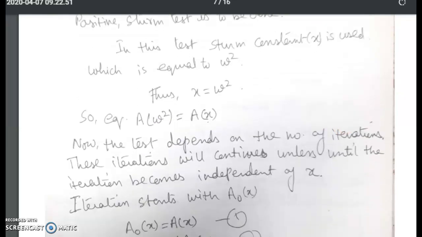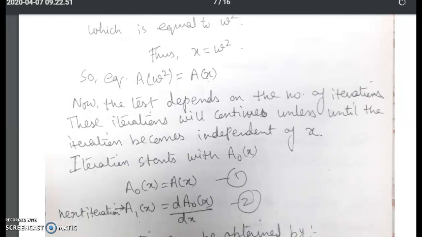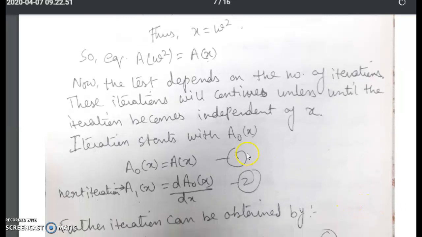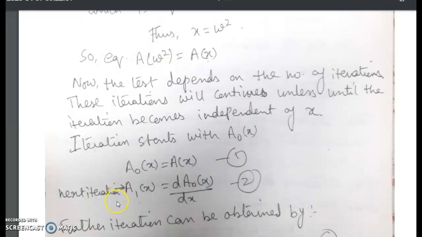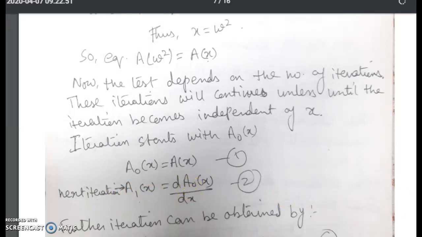This test depends on the number of iterations. These iterations will continue until the iteration equation becomes independent of x. Iteration starts from i equal to 0. So the first iteration will be a0(x) and it is equal to a(x), which we get when we put omega square equal to x in this equation of a omega square. In the next iteration we will put i equal to 1. So the next iteration will be a1(x), which is equal to dA0 upon dx.